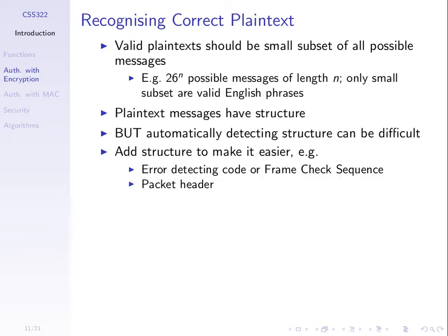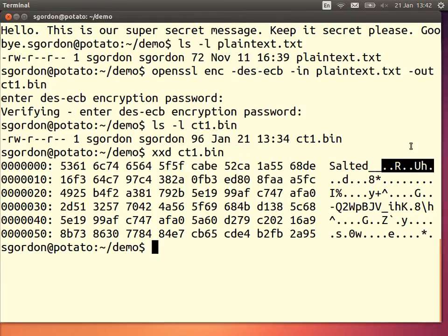OpenSSL added some structure to the plaintext. It added what we call an error detecting code, so that when OpenSSL decrypts, it can automatically detect whether it's correct or not. So it doesn't depend upon whether the plaintext is English, an image, or whatever. When OpenSSL decrypts, if the message was modified or if the wrong key was used, it will automatically use what's called the error detecting code, those last 8 bytes, to detect if it's correct or not. Let me decrypt.